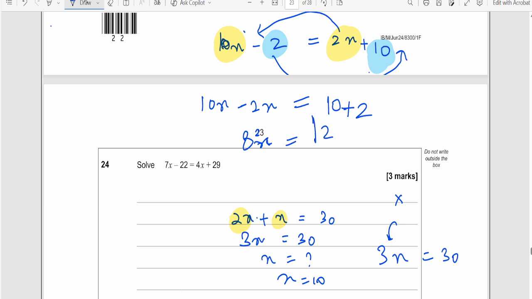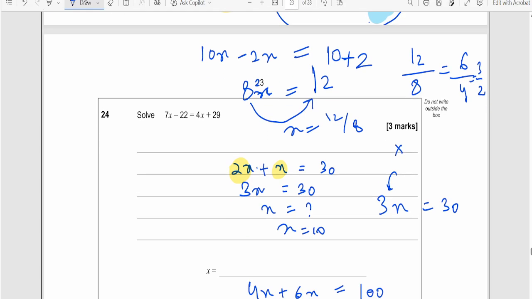Yeah, now if you move this 8 to this side, you get 12 over 8, right? Which you can simplify. If you divide 12 by 2, you get 6, and 8 becomes 4. Again you get 3 over 2 if you divide them by 2, right?